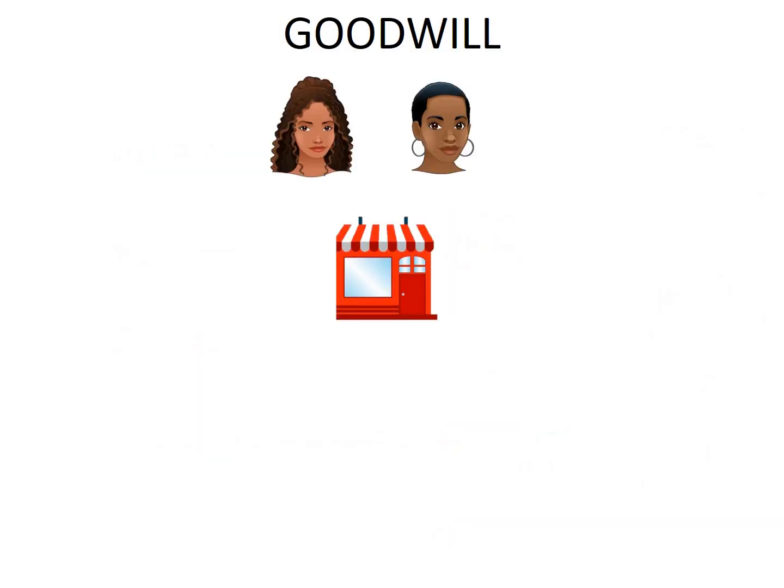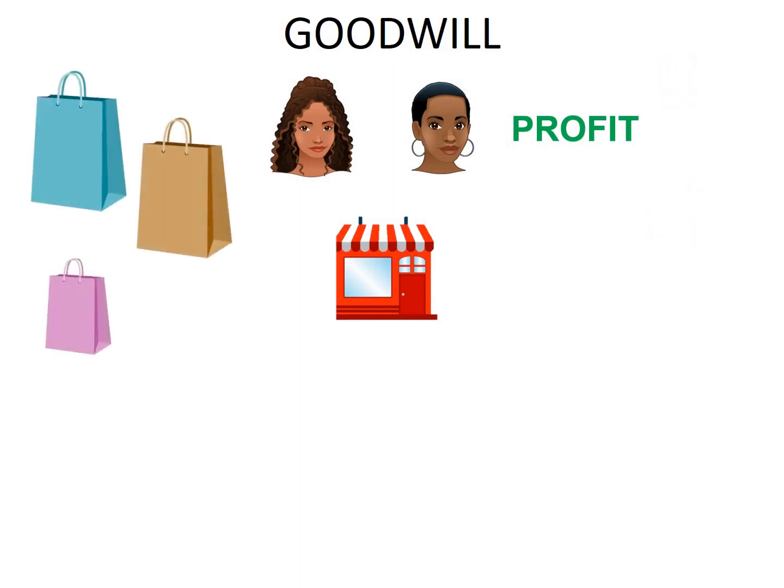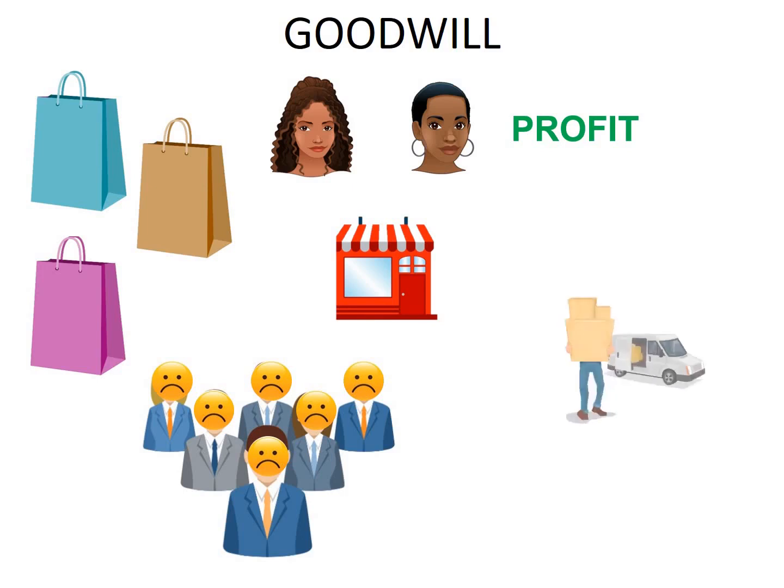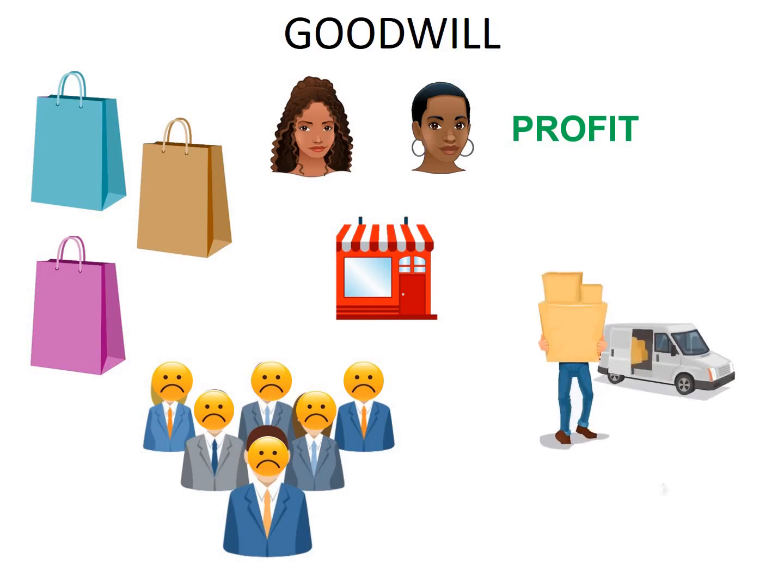Now let's have a look at Daisy and Anna. At the beginning, their profits were rather low because they didn't have a lot of customers, and also they had employees, but the employees were low on morale, so they weren't working that hard, and also they didn't have suppliers that were reliable.